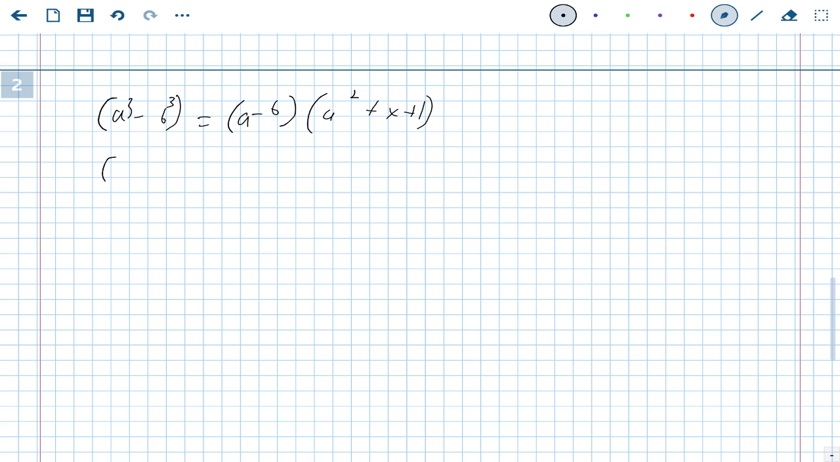a squared plus ab plus b squared. And same for the sum. Again, these you can find essentially by long division. It's just the opposite form. So these are good to know. They do sometimes come up, but I don't think too much.